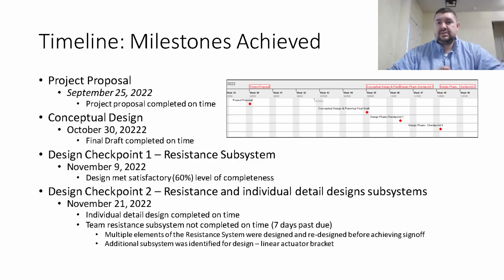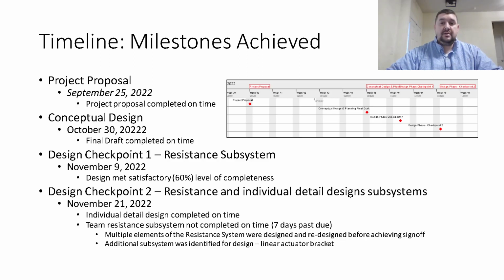We had 4 significant milestones that we reached during this project, the first phase of this project. First, the project proposal, which we were able to complete on time. The conceptual design was also met on time. The design checkpoint was a team subsystem, such as our resistance system. We met that on time with above 60% complete. And then our last milestone was checkpoint 2, which included both the final of the resistance team subsystem, and also our initial individual designs.